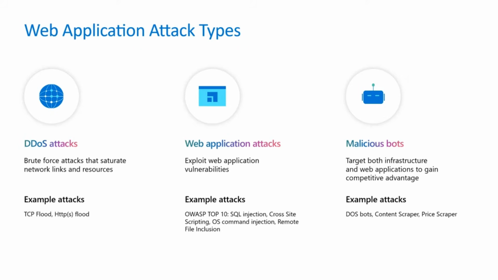So the first type of web application attack is DDoS attacks, and DDoS stands for distributed denial of service, and these attacks aim to overwhelm web applications. So by configuring Azure DDoS protection coupled with Azure WAF, we're able to provide a robust defense system, filtering out malicious traffic and also ensuring service continuity. Examples of DDoS attacks are the TCP flood attacks and HTTP flood attacks.